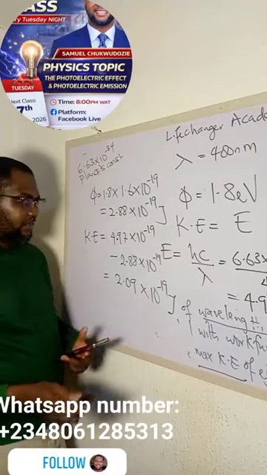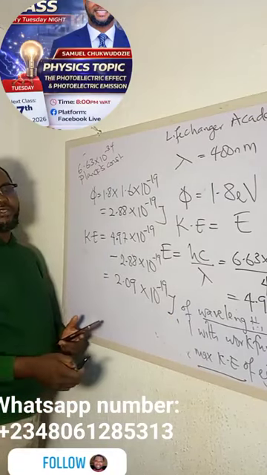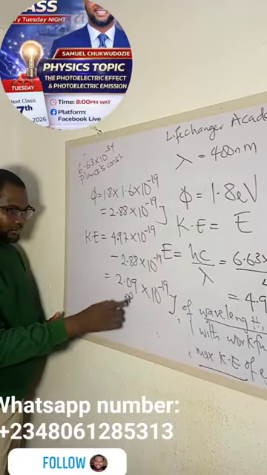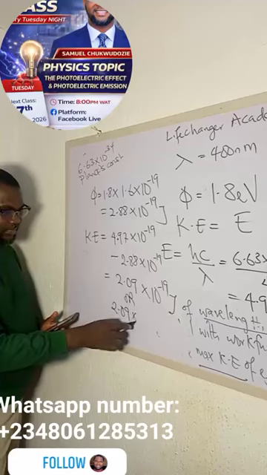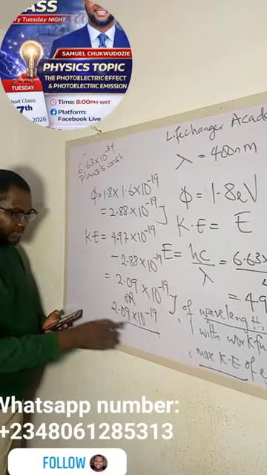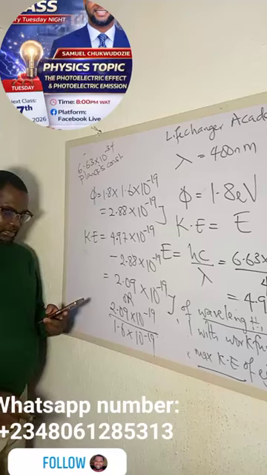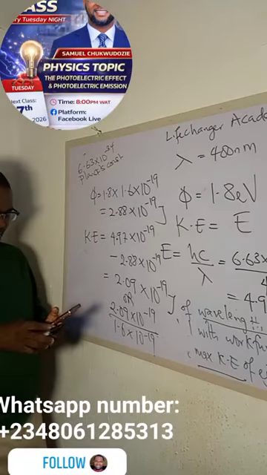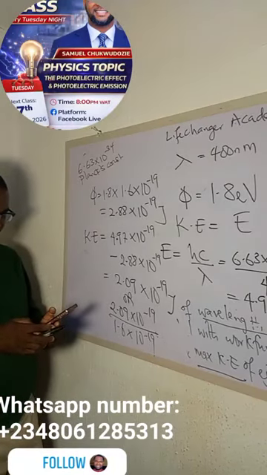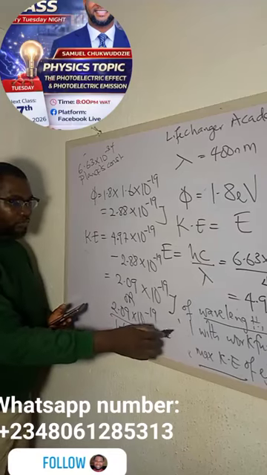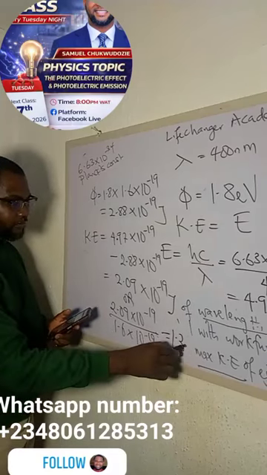Or you divide to convert it to electron volts. You can say 2.09 times 10 to the power minus 19 divided by 1.6 times 10 to the power minus 19, and that will help you convert that from joules to electron volts. So this is equal to 1.3 electron volts.